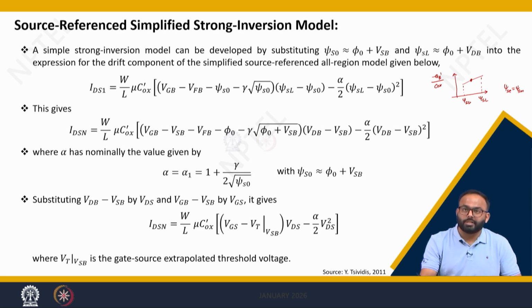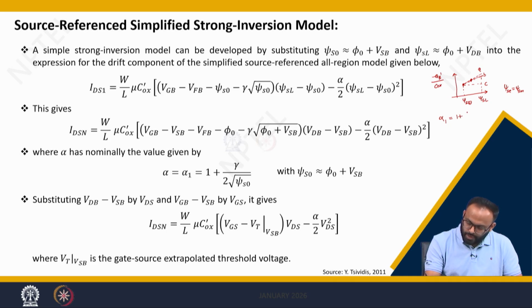nothing but the average of these surface potentials. Another surface potential point, another point of expansion, is considered as psi S0. You remember we plotted 3 lines which we called A, B and C. Corresponding to the source reference model, we said that alpha is defined as alpha 1, which is nothing but 1 plus gamma divided by 2 times root psi S naught.